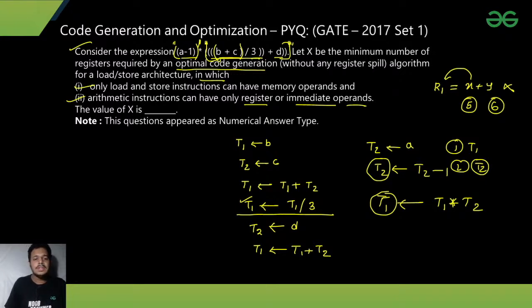So the question is asking for the minimum number of registers required by the optimal code generation. The minimal number is obviously 2. So 2 is going to be the minimal number for this question.